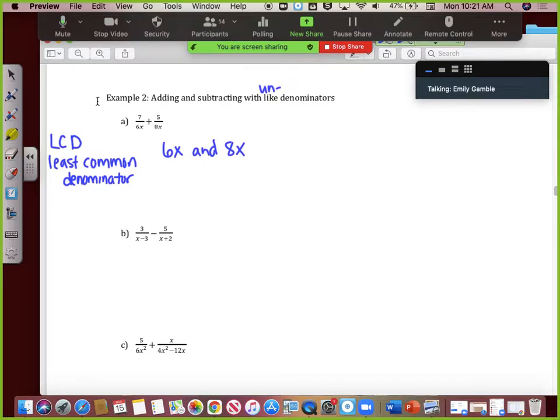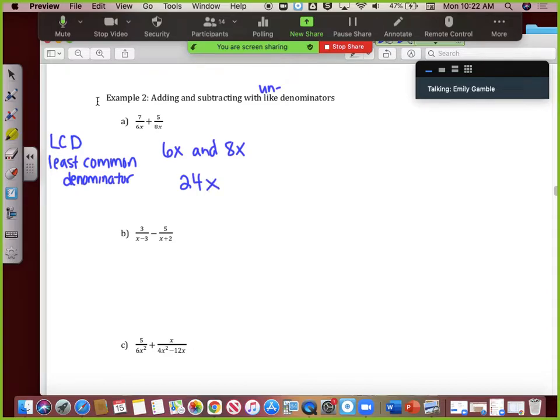A multiple is when you take a number and add that number to itself multiple times. So the multiples of 6 are 6, 12, 18, and so on. Multiples of 8: 8, 16, 24, and so on. So what's the least common multiple, do you think, of 6x and 8x? Yes. What we are looking for is 24 as the number, with an x added to it.